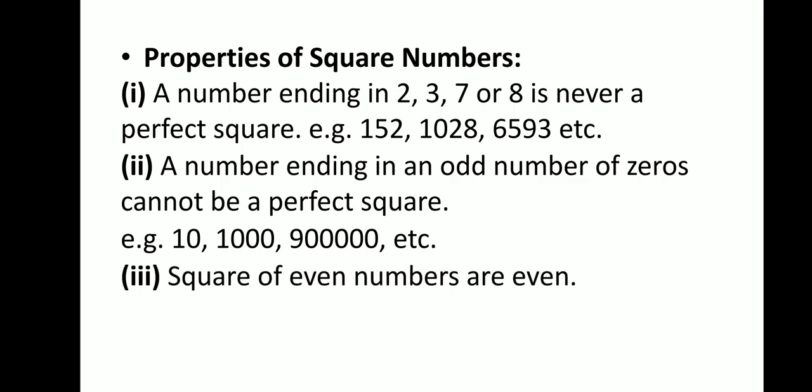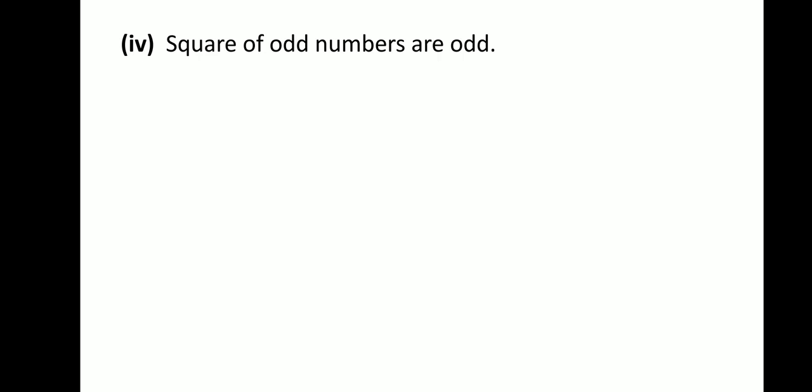Square of even numbers are even. It means if you are squaring even numbers, the answer will also be an even number. For example, 2 square is equal to 4, 4 square is equal to 16. Square of odd numbers are odd. It means if you are squaring odd numbers, result will be again an odd number. For example, 5 square is equal to 25, 9 square is equal to 81. Likewise, other examples can also be taken.